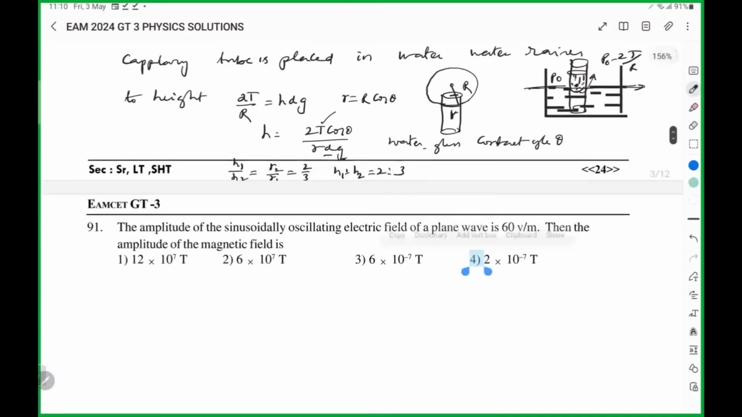Here, in case of EM wave, amplitude of electric field is c times amplitude of magnetic field. What he is asking is the amplitude of magnetic field, which is E by c, where c stands for velocity of light. We get 2 into 10 power minus 7 Tesla.